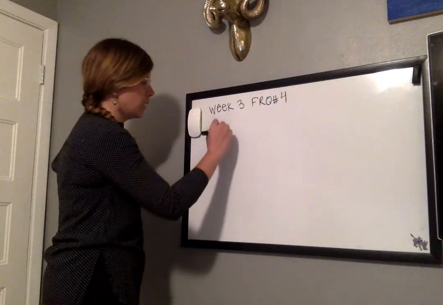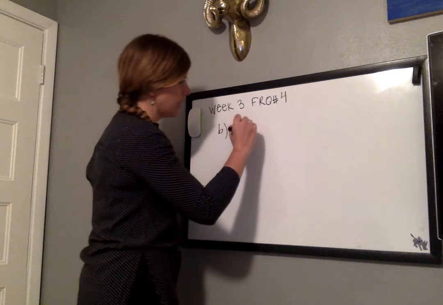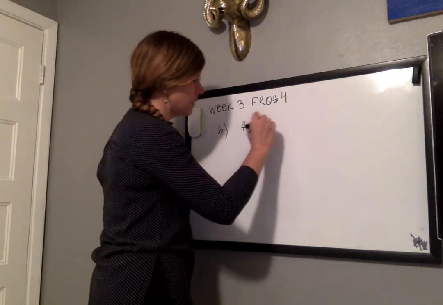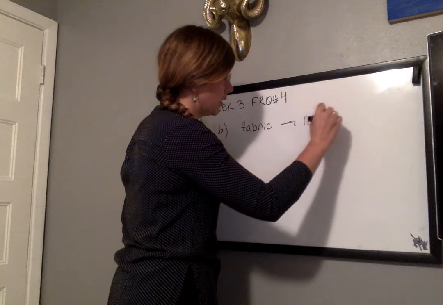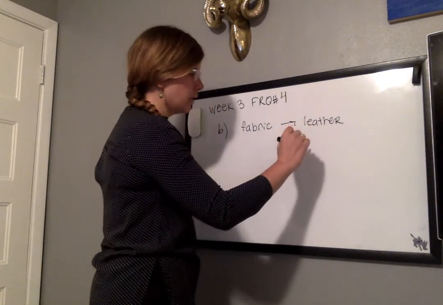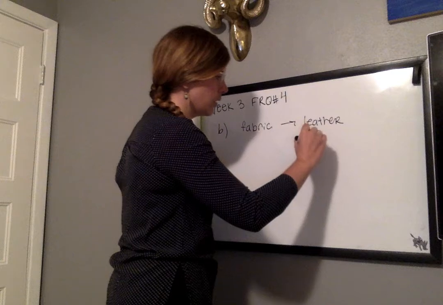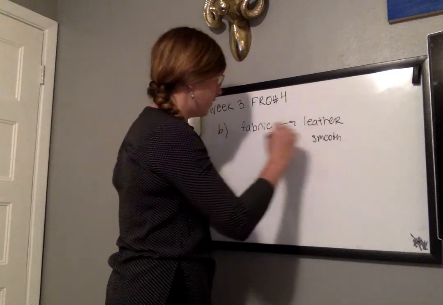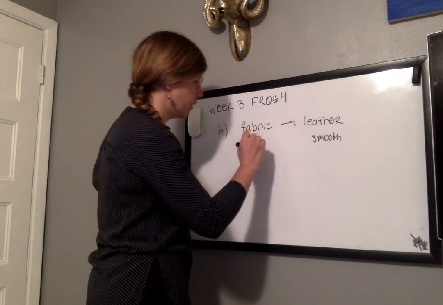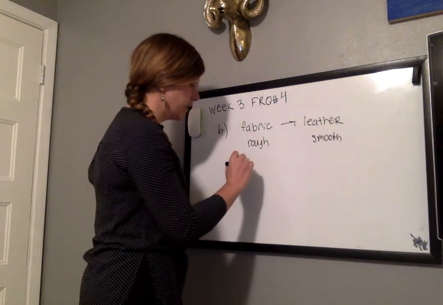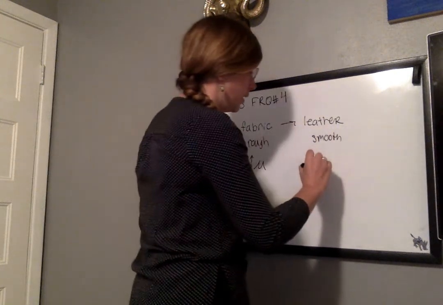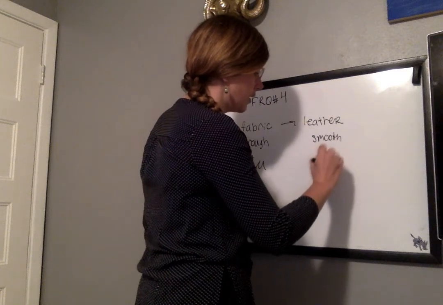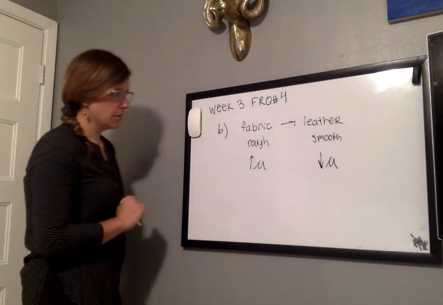Part B, it's asking you to compare fabric seats to leather seats. I know leather is very smooth. Fabric is more rough. If it's rougher, that means it has a higher coefficient of friction. If it is smoother, that means it has a lower coefficient of friction.